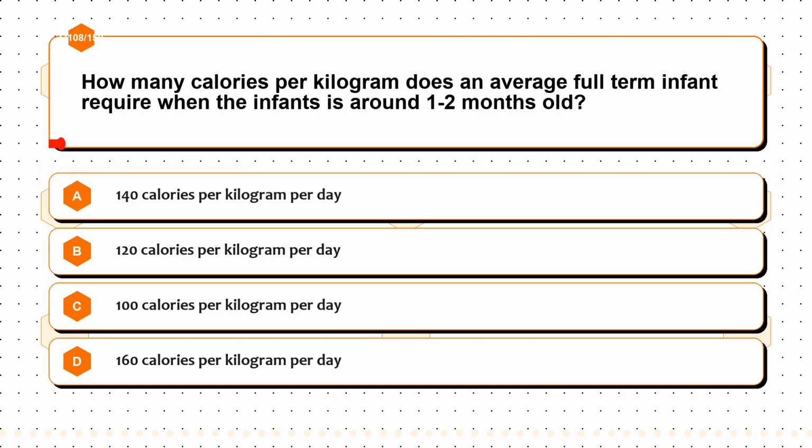Question 108. How many calories per kilogram does an average full-term infant require when the infant is around 1-2 months old? Here are the options. Option A, 140 calories per kilogram per day. Option B, 120 calories per kilogram per day. Option C, 100 calories per kilogram per day. Option D, 160 calories per kilogram per day.